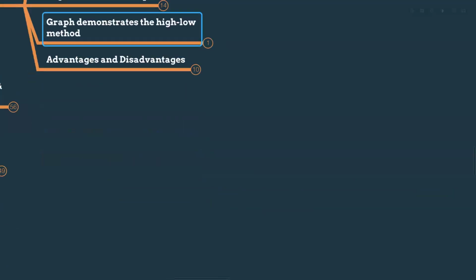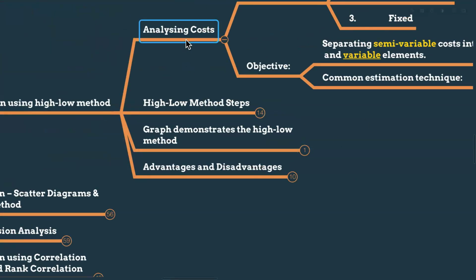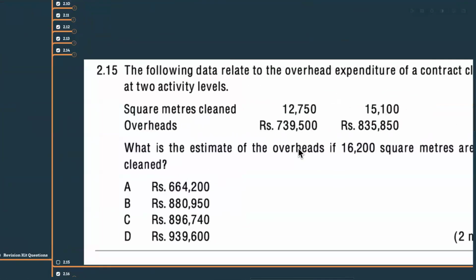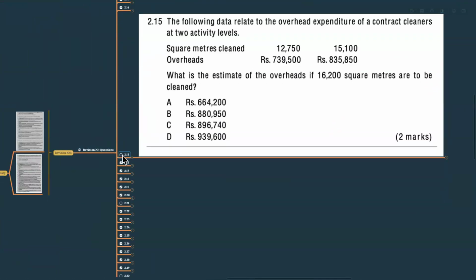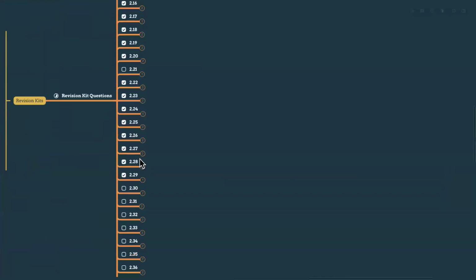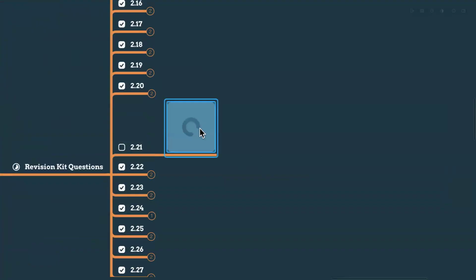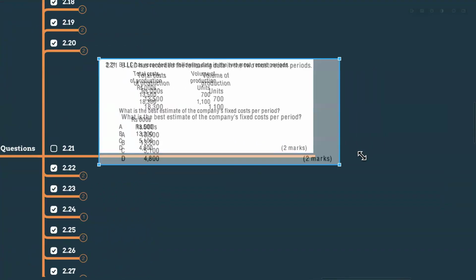So you only have to know these details about the high-low method, and then you are good to go with the questions. Let's do another question on the high-low method. 2.15 we have done, and the other question we have to do is 2.21. I think 2.21 is also related to the high-low method.